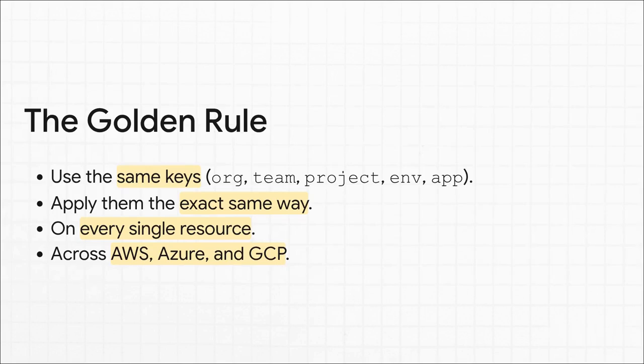Okay, now listen up, because this is the golden rule. This is probably the most important part of this whole explainer. For this blueprint to actually work, you have to be absolutely consistent. Those same keys, org, team, project, env, app, they have to be used in the exact same way on every single resource across AWS, across Azure, and across GCP. No exceptions. That consistency, that's the magic key. It's what unlocks that single unified view of all your spending.